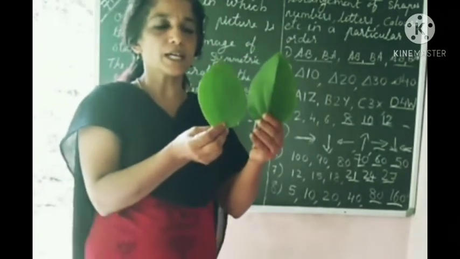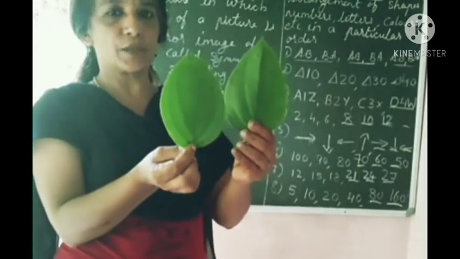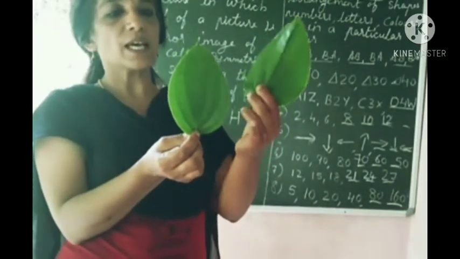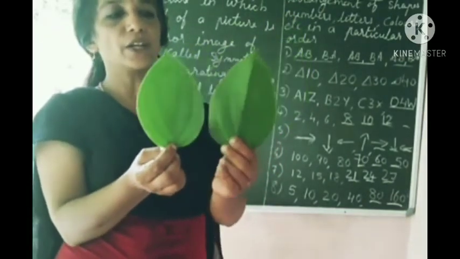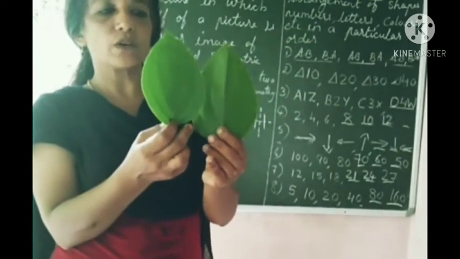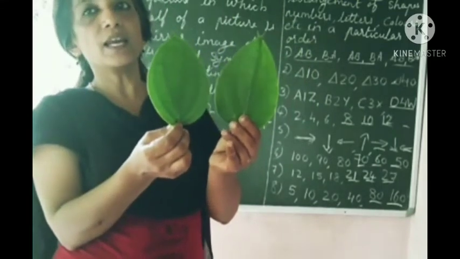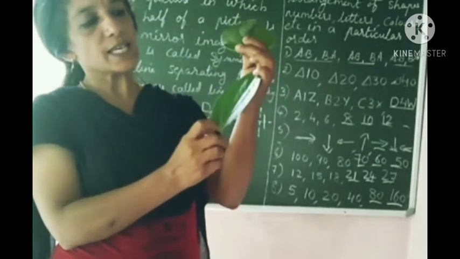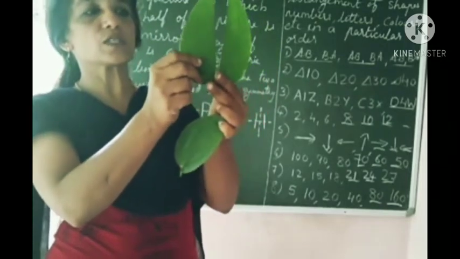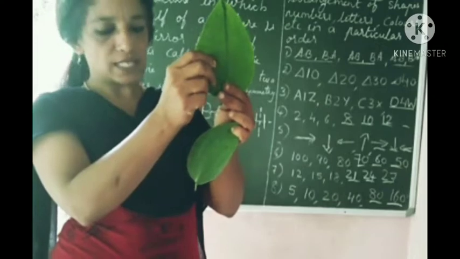Therefore, this is called a symmetrical shape. Why is it called symmetrical? Yes, we can divide it into half. Therefore, it is called a symmetrical shape. The line dividing these two halves is called a line of symmetry.